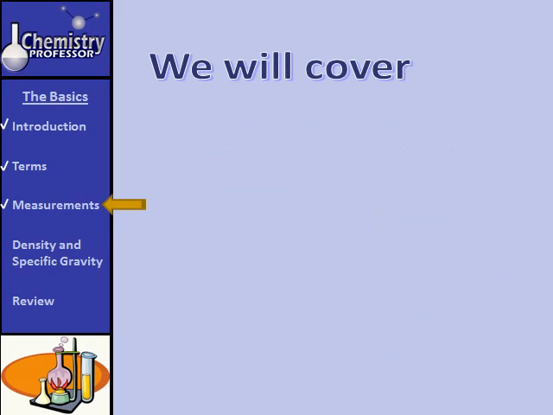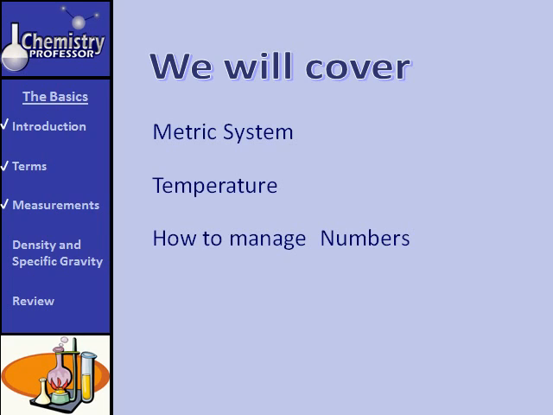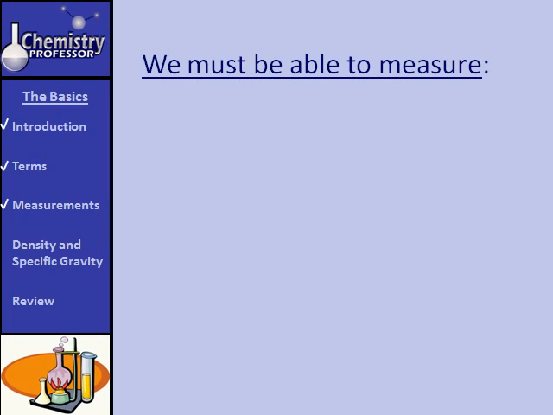In this part of the unit, we're going to talk about the metric system, specifically the prefixes that are used and what the correct way is of using them. We'll talk about temperature and how the scales came about. We'll mention how to manage numbers and talk about a particular calculation method that you will find us using a lot throughout this course. We must be able to make measurements in chemistry, and we must have a way that is consistent of doing it.